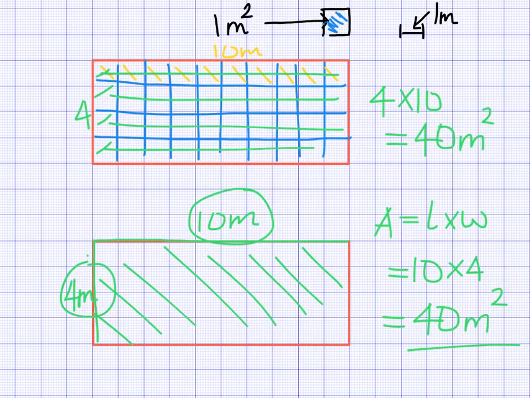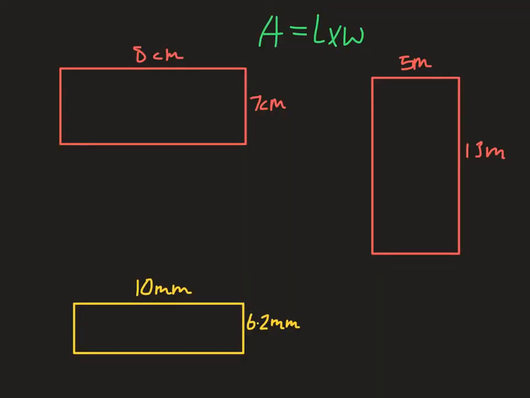Let's look at some examples without grid paper. Finally, without the grid paper, we can still find the area of all these rectangles by knowing that there are smaller square centimeters, millimeters, or meters inside this shape, and just use the formula of length times width. So for the first one here, the area will be equal to the length times by the width. So that's going to be equal to 8 times by 7. 8 sevens are 56. So the area of this rectangle is going to be 56 centimeters squared.